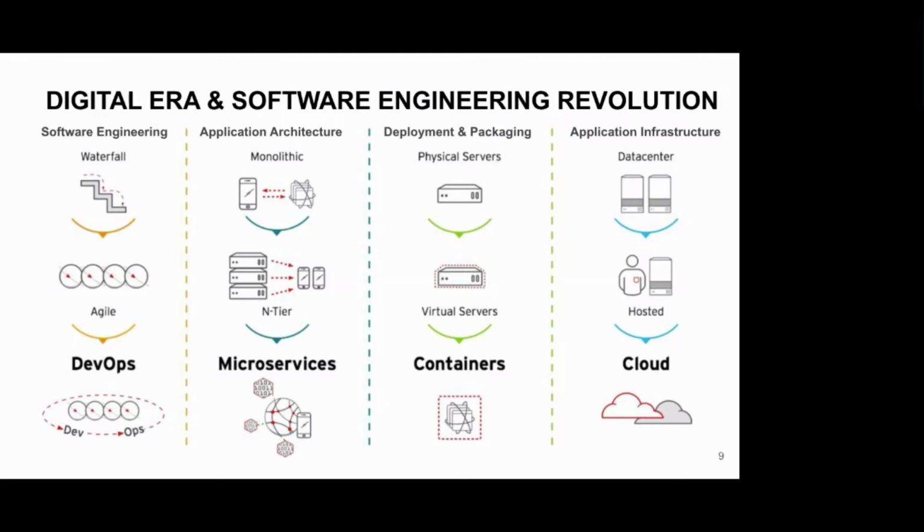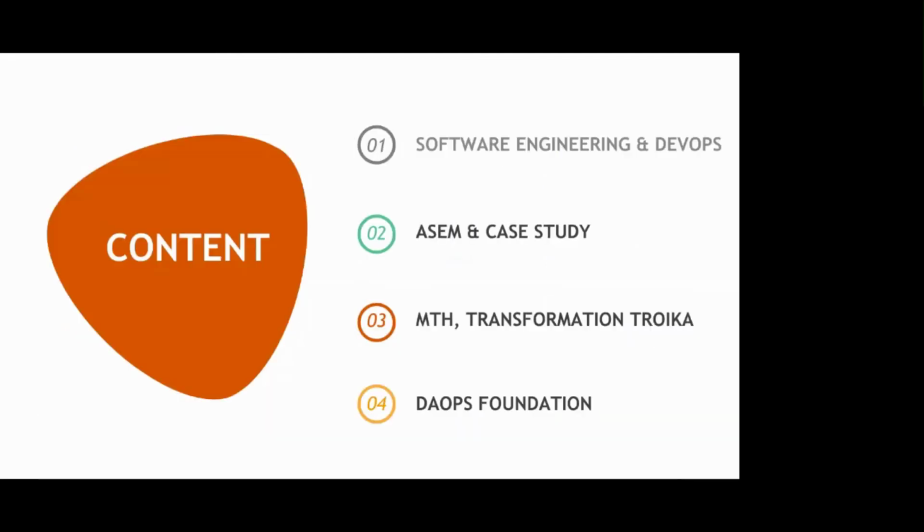And the application infrastructure is also changing. We do not need to configure a physical server in the data center. We could use the cloud to scale up or scale down. So the technology is changing, and we will change our software engineering way from waterfall to the DevOps way. So that is the background about software engineering and DevOps. Now we'll move to the core part, the ASEM.